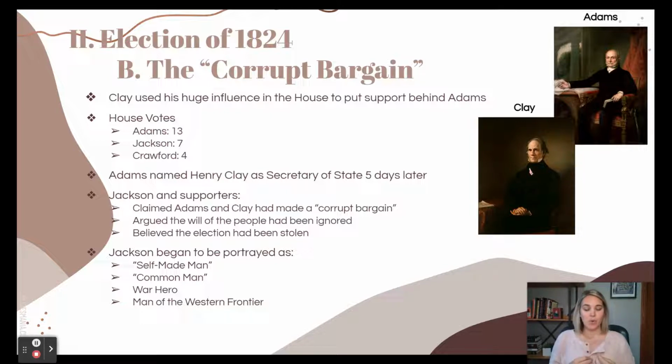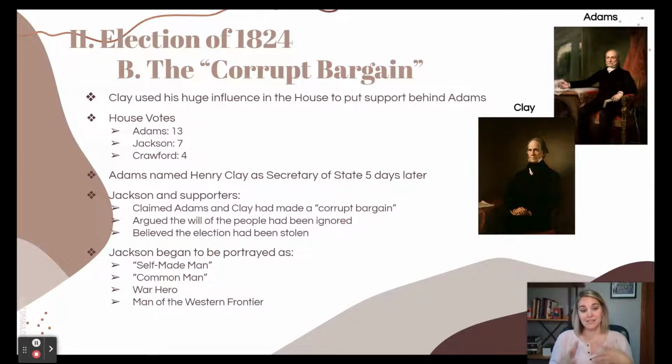Jackson and his supporters claim that a corrupt bargain has taken place, that Clay used his influence as former Speaker of the House to convince Adams to choose him for this loftier position, right? Because Secretary of State has led frequently to the presidency. If he can become the Secretary of State, maybe then he'll be president in the future. Jackson and his supporters claim the will of the people had been ignored. The election had been stolen.